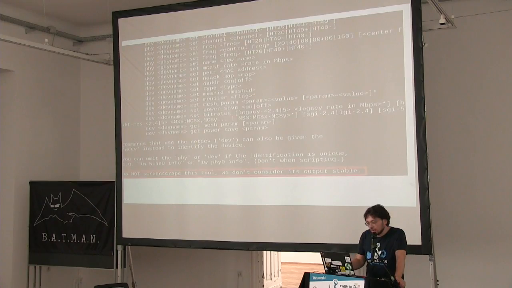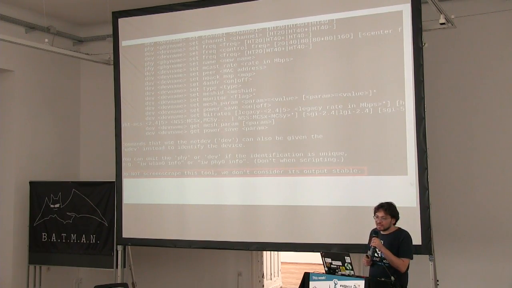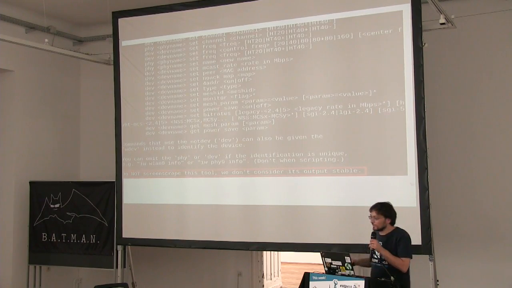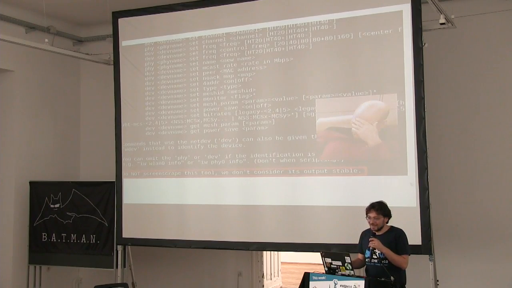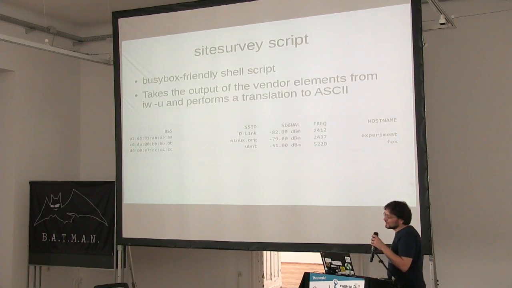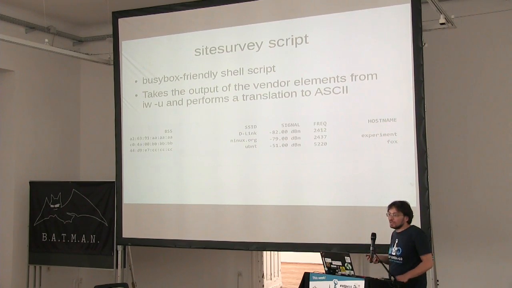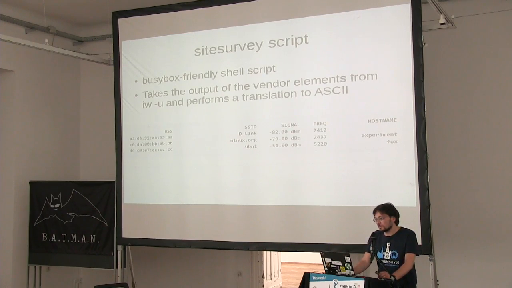Okay, so with iw, we could take the output of iw and translate what we see. We don't consider its output stable, but we are doing it anyway. So I developed this very simple BusyBox-friendly script that takes the output of the vendor elements from iw -u and performs a translation to ASCII. This is working. You just trigger this script, and it will show you the host name, the device name at the end. So this was, I would say, simple.